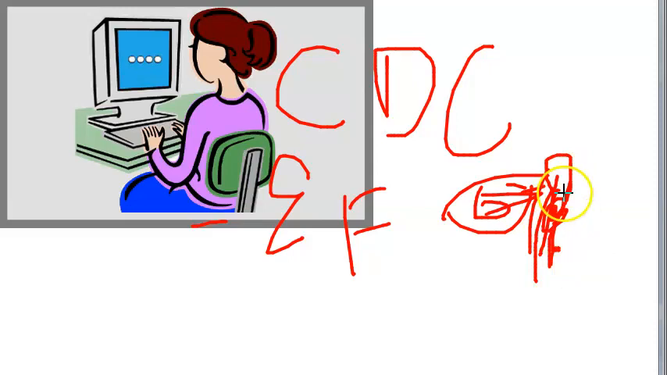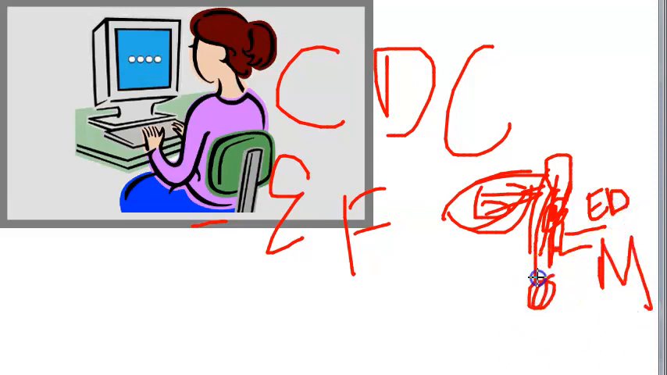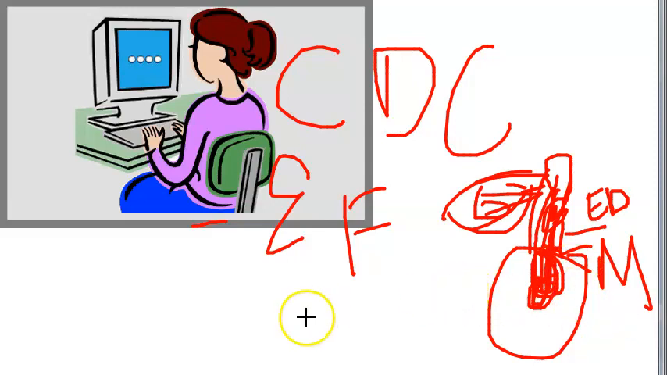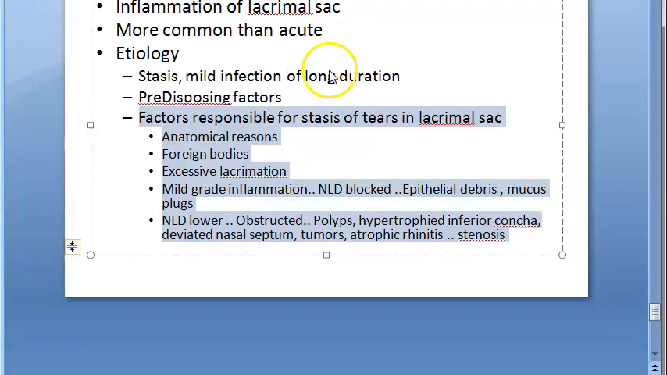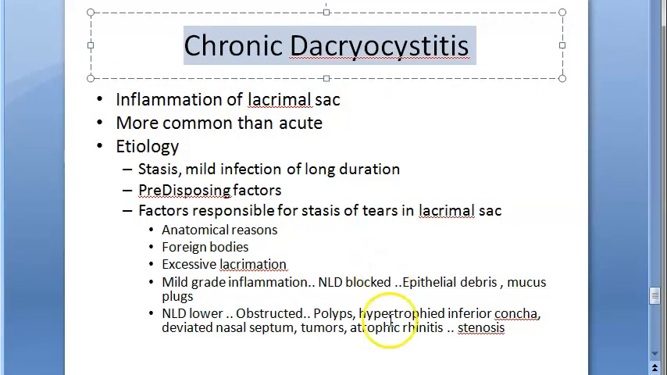Or there is mild grade inflammation, recurrent conjunctivitis, which may block the nasolacrimal duct because of some epithelial debris or mucus plugs. Obstruction of the lower end of the nasolacrimal duct due to polyps or hypertrophied inferior concha, deviated nasal septum, tumors, atrophic rhinitis causing stenosis. So, have you understood the etiology, the factors responsible for the stasis of the tears in the lacrimal sac? Okay. So we are discussing chronic dacryocystitis. Now, let us move on.